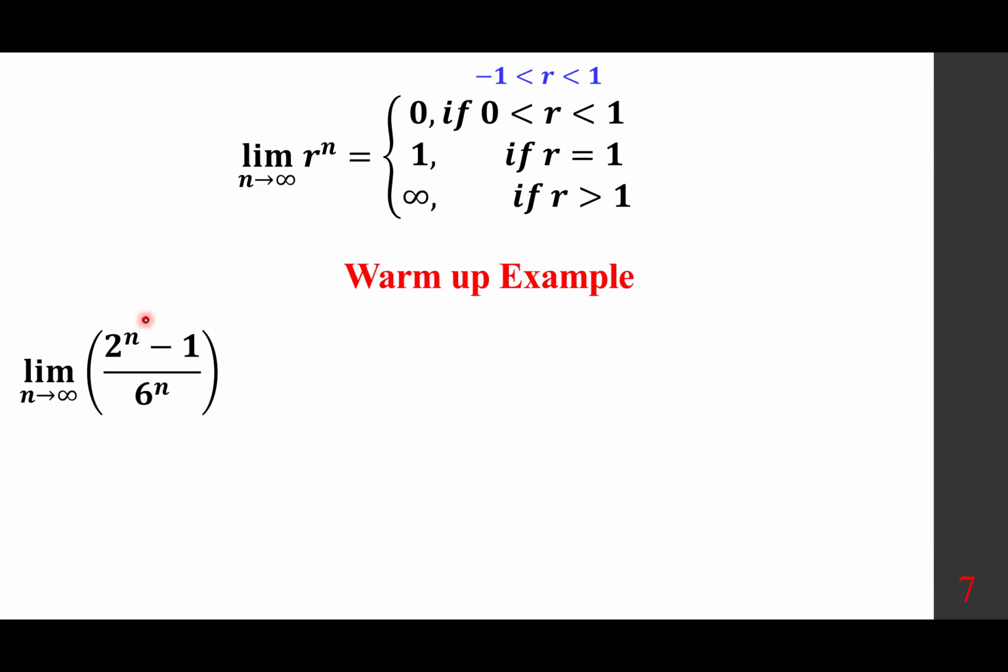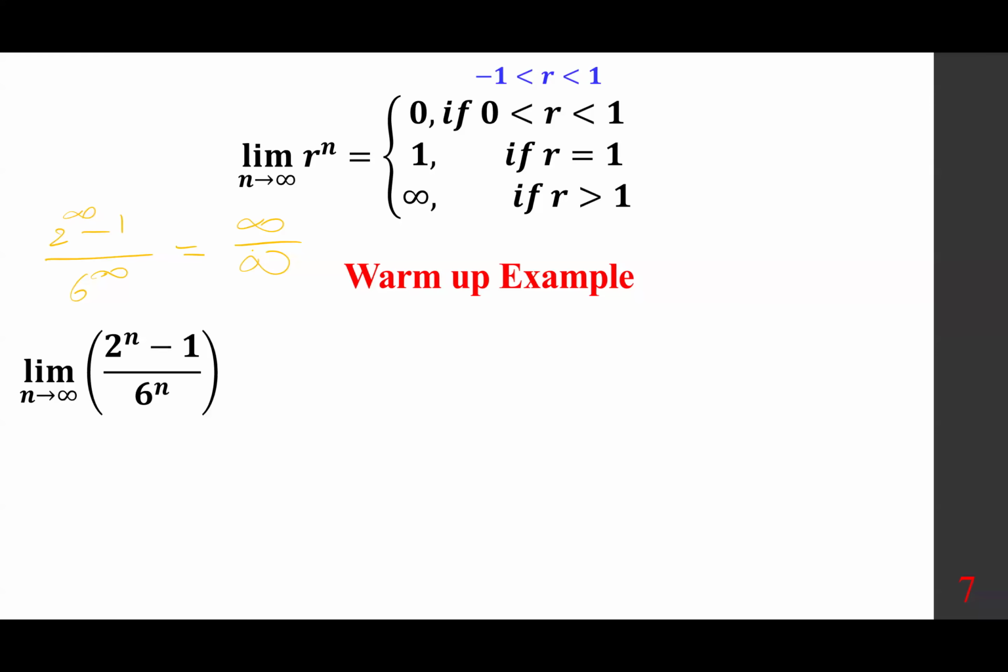First, I want you to know, class, if you plug in, you get 2 to the power of infinity minus 1 over 6 to the power of infinity. And I hope you see that the top is infinity minus 1, or simply infinity. So is the bottom. And this is what we will discuss further later on. It's called indeterminate form. That means you have to use your algebraic techniques to come up with the answer. Infinity over infinity is not simple. It could be infinity, it could be a number, it could be a 0. It's not necessarily 1. Don't think it's 1.